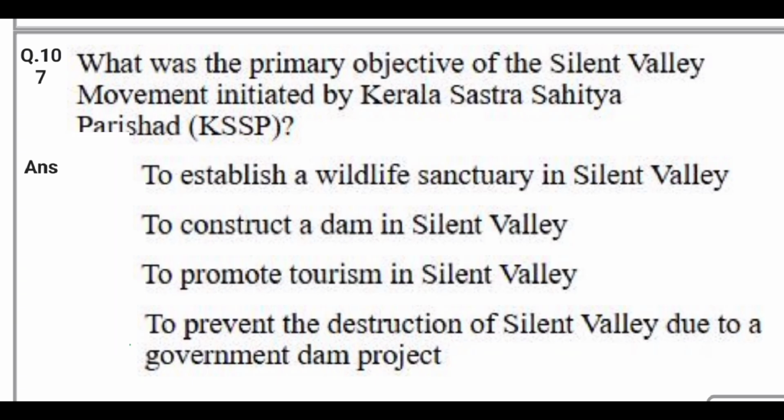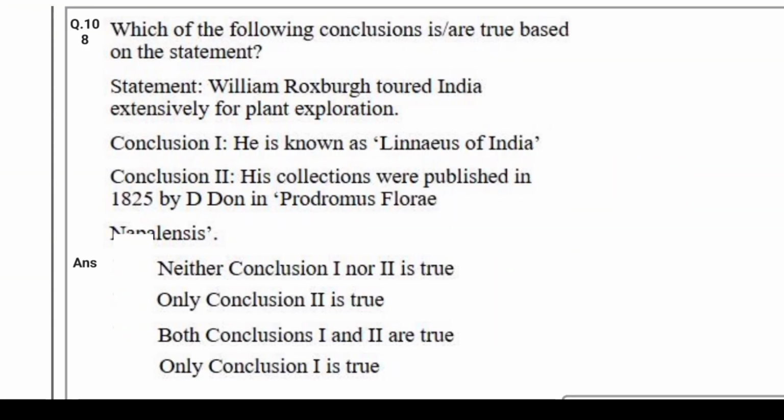What was the primary objective of the Silent Valley movement initiated by Kerala's Sastra Sahitya Parishad? The options are: to establish a wildlife sanctuary in Silent Valley, to construct a dam in Silent Valley, to promote tourism in Silent Valley, to prevent the destruction of Silent Valley due to the government dam project. For this, the correct answer is to prevent the destruction of Silent Valley due to the government dam project. Let's see the next question.